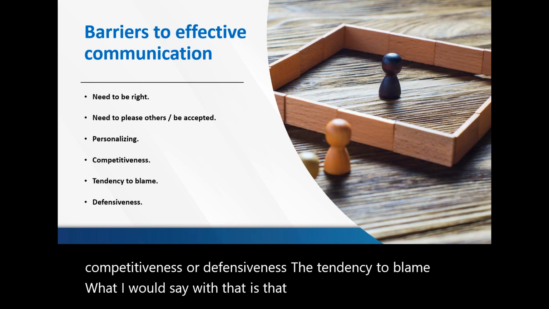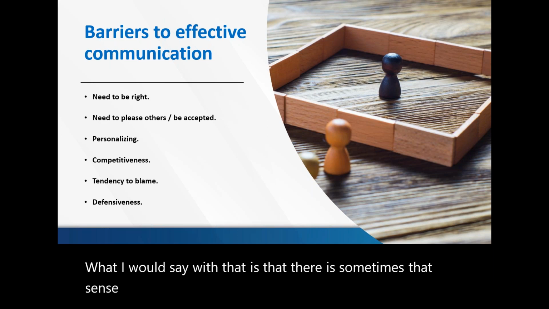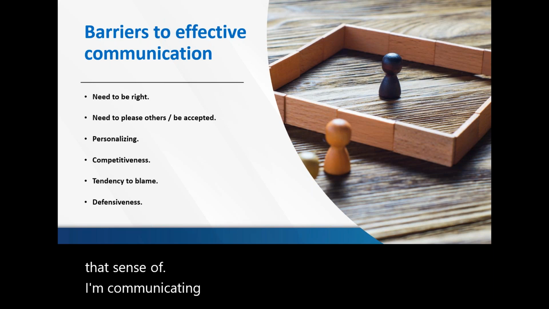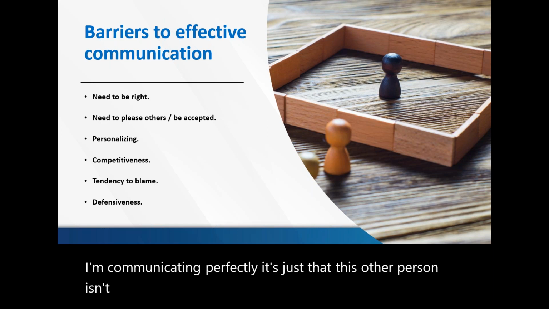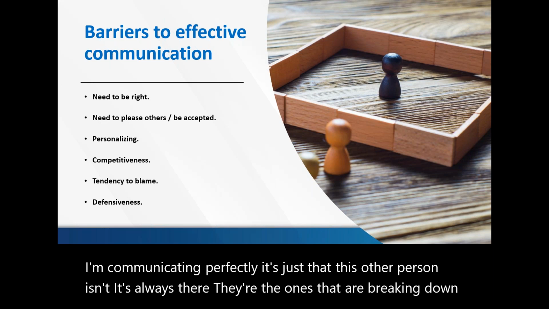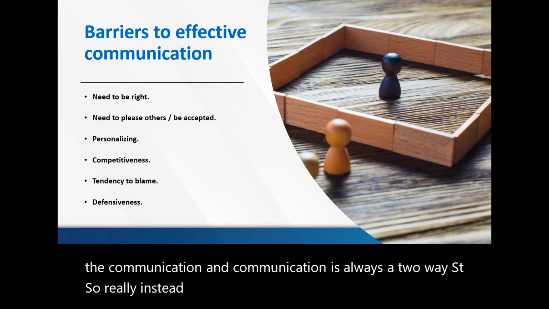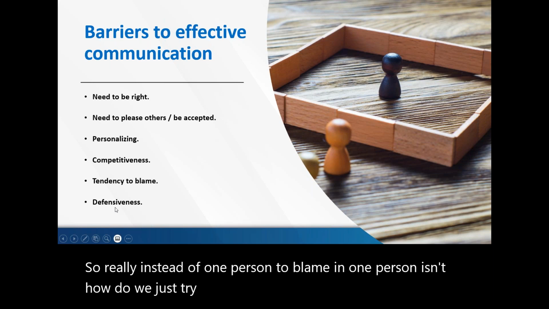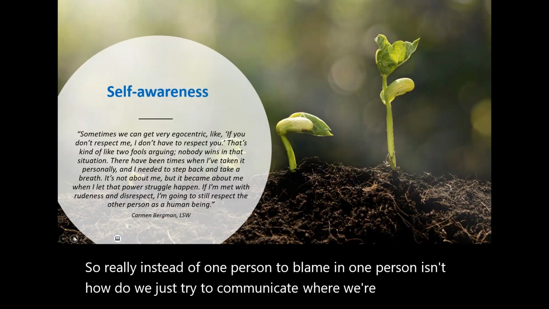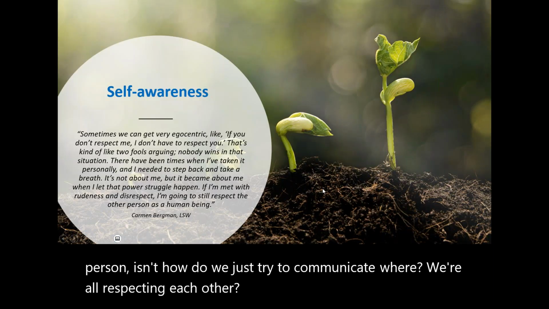And then there's that competitiveness or defensiveness, the tendency to blame. What I would say with that is that there is sometimes that sense of, I'm communicating perfectly, it's just that this other person isn't. It's always they're the ones that are breaking down the communication, and communication is always a two-way street. So instead of one person being to blame and one person not, how do we try to communicate where we're all respecting each other?